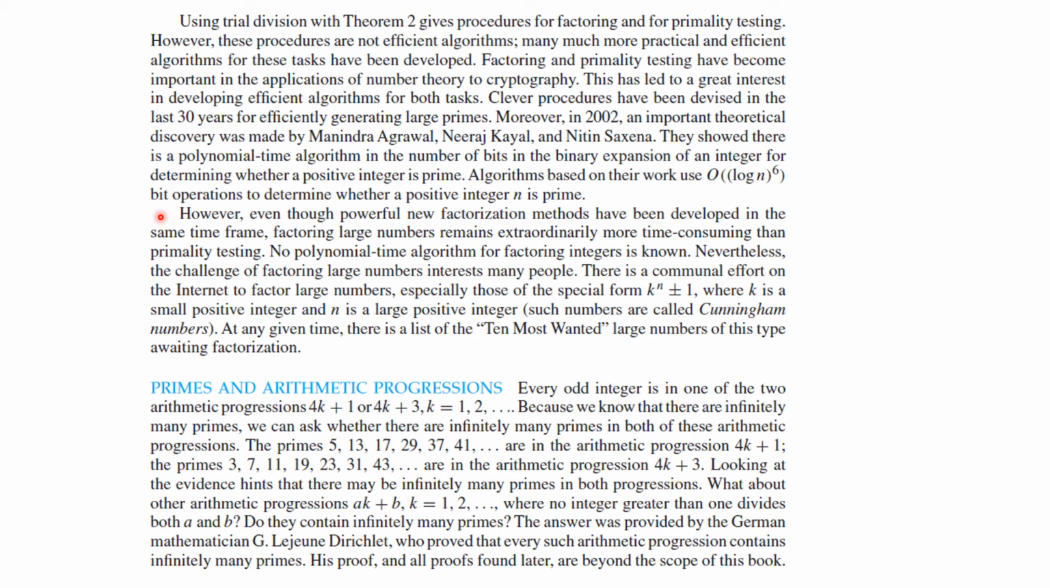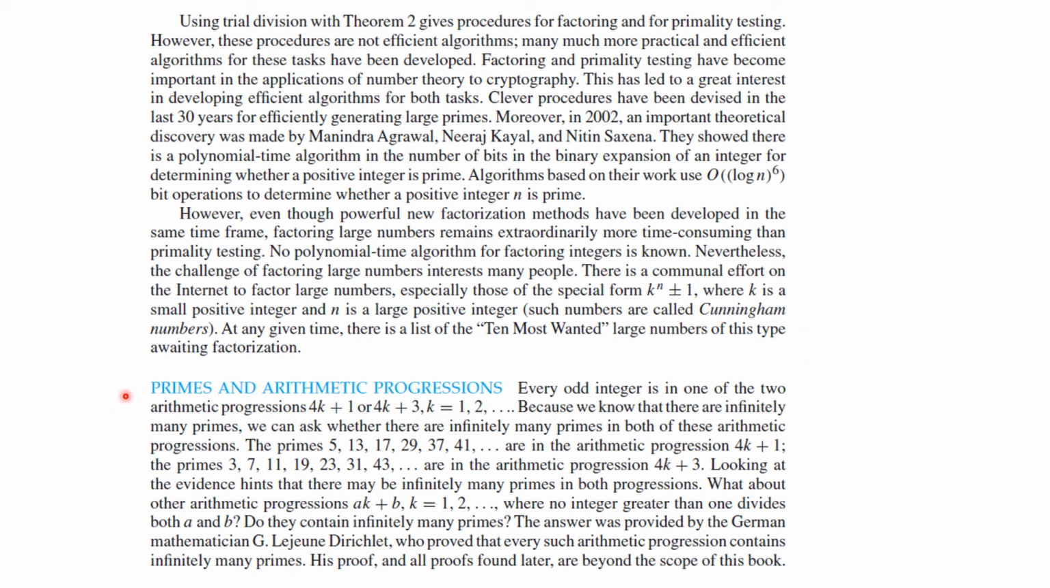However, and when we get to encryption, you'll see that although multiplying is easy, factoring is hard. And so that is actually what we build upon, because no polynomial time algorithm for factoring integers is known. So the challenge of factoring large numbers interests many people. And there's a huge effort on the internet to factor large numbers, especially those of the special form k^n plus or minus 1. These are called Cunningham numbers, and there's a whole field of study here.